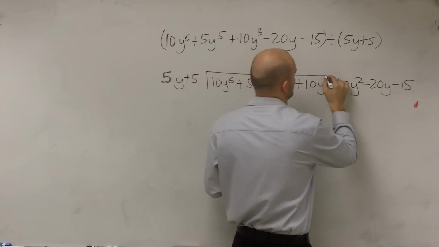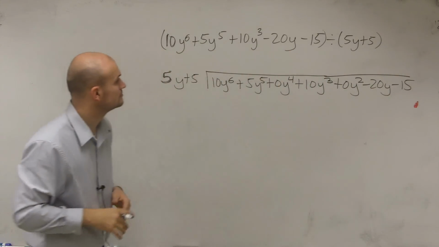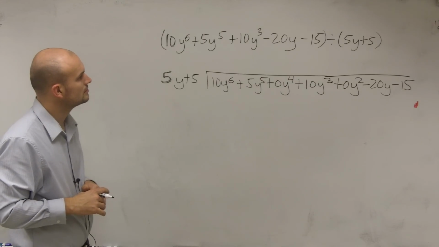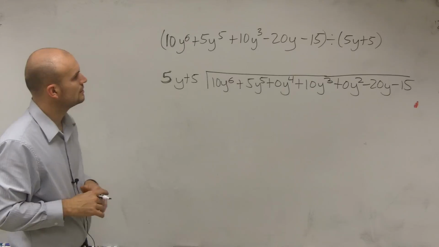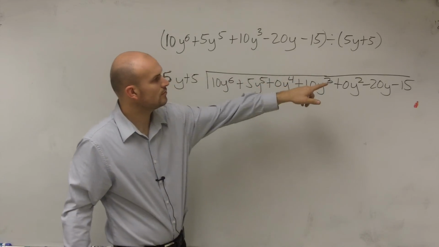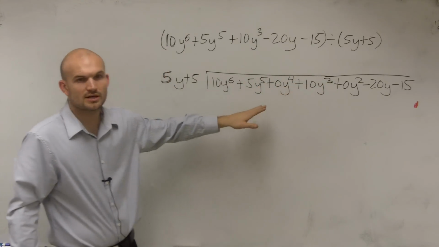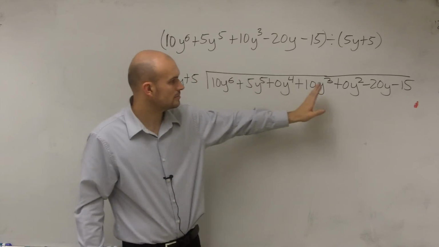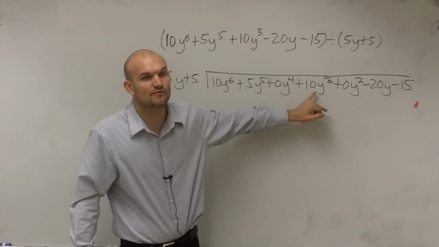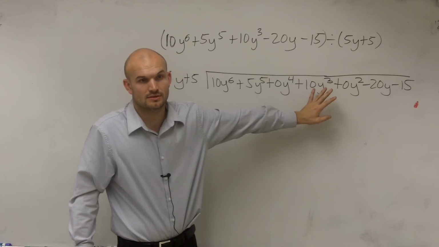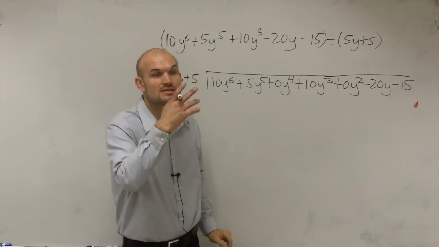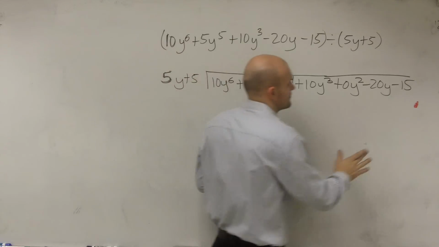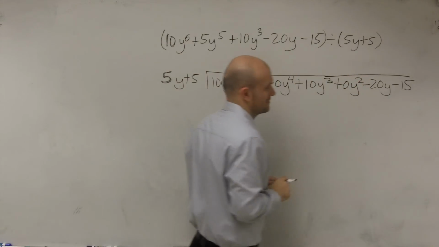Yes? What do you put after the 10y? The exponents go 6, 5, 4, 3, 2, 1. Which one are you talking about? Do you want to make sure that both of them are in standard form? No, it's not by the leading coefficient. It's always by the degree, which is your exponents. You're always going to be dealing with the exponents.